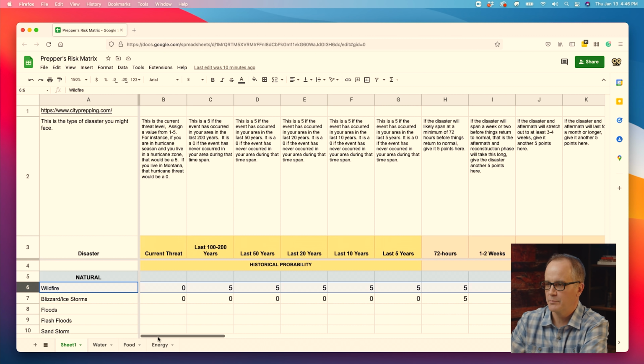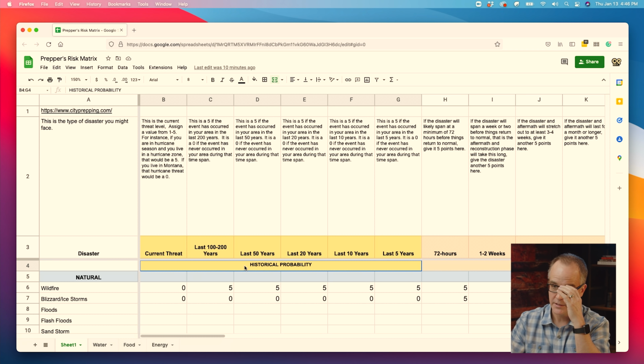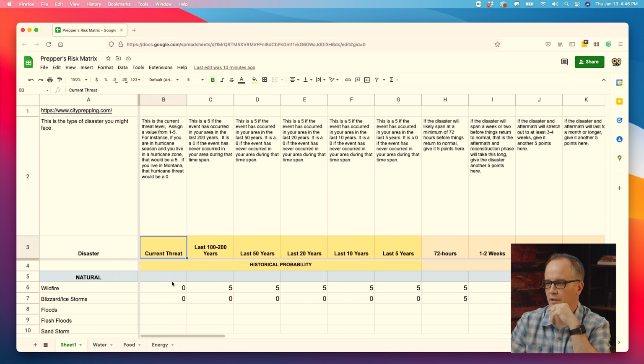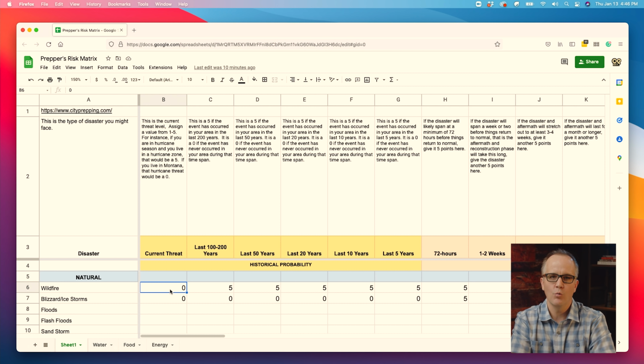All right, so let's go back to our desktop here. Now, the first one is historical probability. What we do is we look at this one. If we were to say, all right, current threat, wildfires. At the time I'm recording this video, we just entered into our rain season. I'm at the middle of January. Fire season ended roughly around the middle of December. So I'm not too worried about fires right now. Everything's pretty much wet outside.